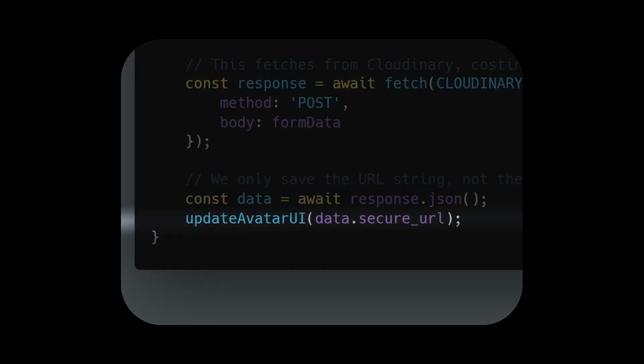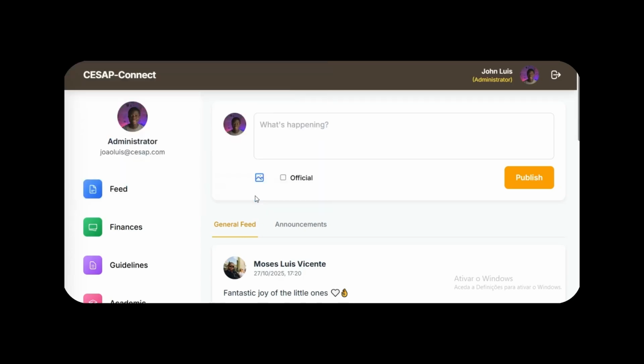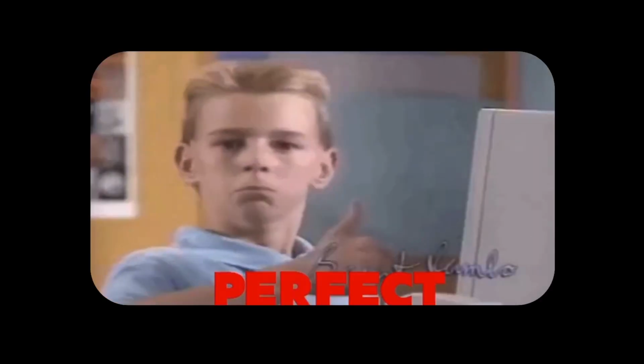The database stays light, storing only text. The client gets a super fast CDN for images. The cost? Zero, because we stay well within the generous free tier for optimized media.